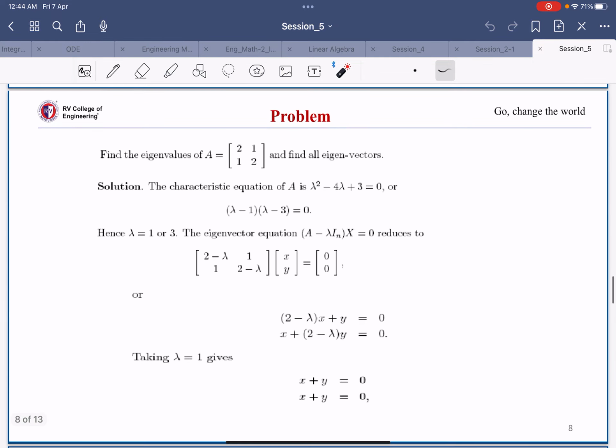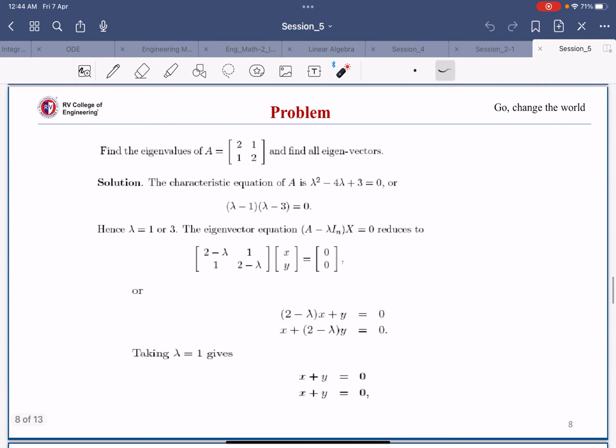Let us look at some examples as to how we determine the eigenvalues and eigenvectors of a matrix. This is a 2 cross 2 matrix. If you clearly observe, this is a real symmetric matrix. So as we observed from the properties of eigenvalues and eigenvectors, the eigenvalues of a real symmetric matrix are also real. So first of all, we obtain the characteristic equation.